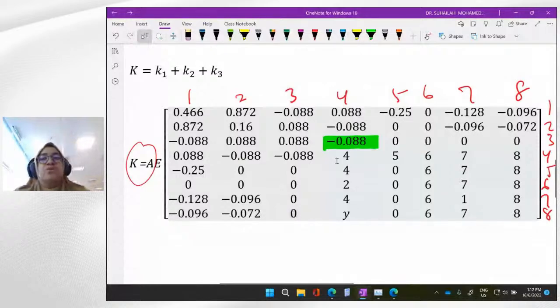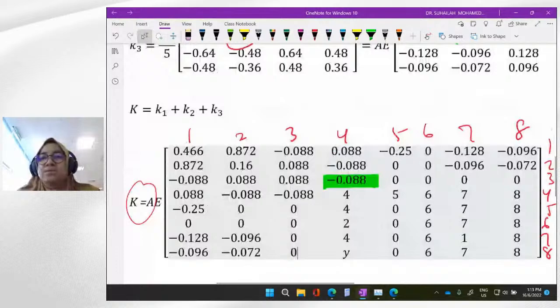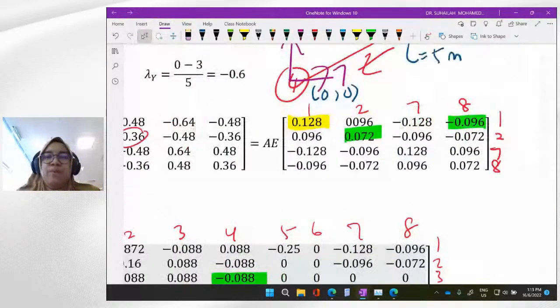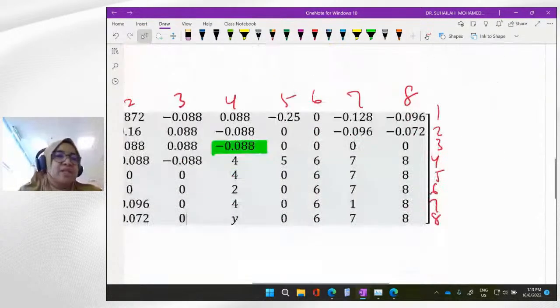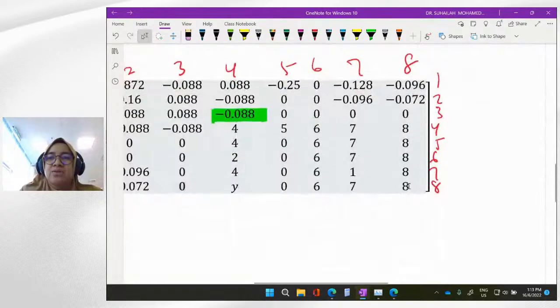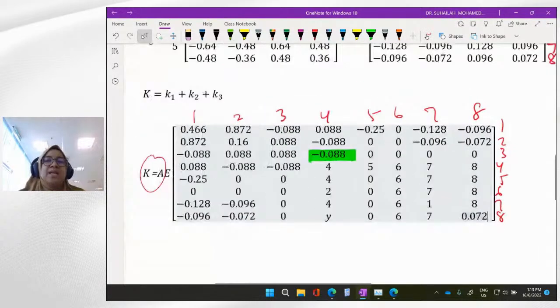Okay. So when we move to 4, we do the same. 4, 4, 4, 7, 4, 8 until the last value, 8. Okay, 8. What is the 8 value? 8 we can get from K3. 8 is from K3, and 8 is 0.072.